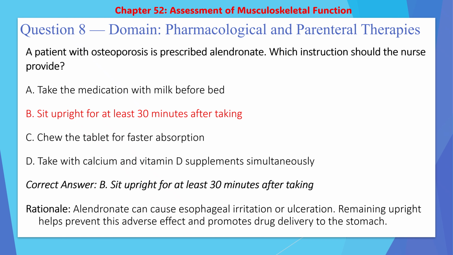So for taking alendronate for osteoporosis, sit upright for at least 30 minutes after taking it, because it can cause esophageal irritation or ulceration. Remaining upright helps prevent this adverse effect and promotes drug delivery to the stomach.